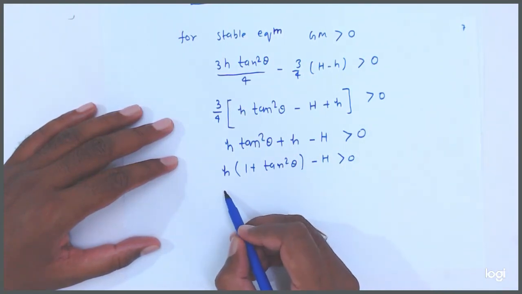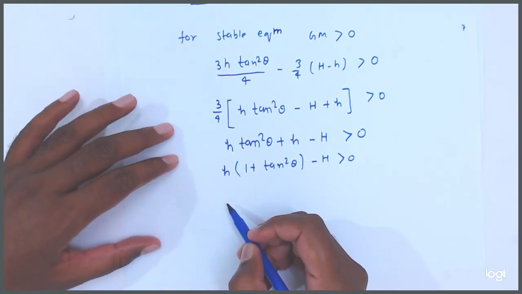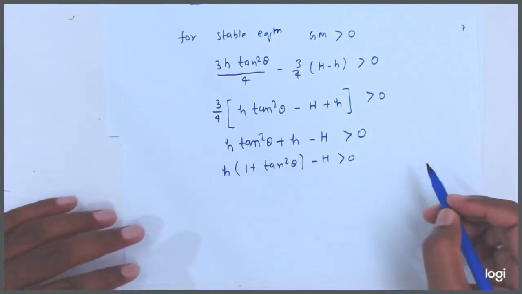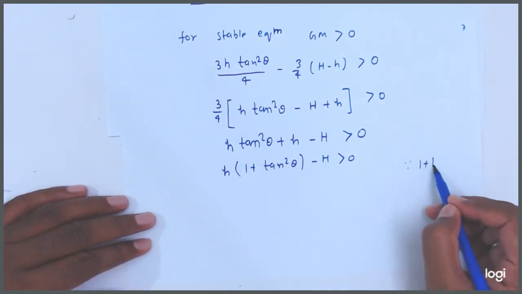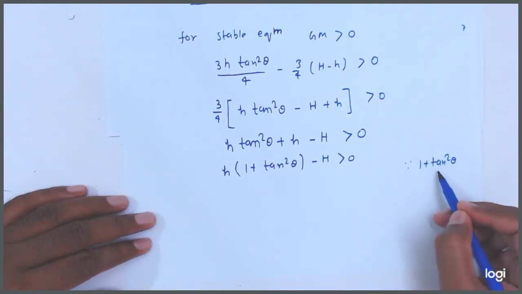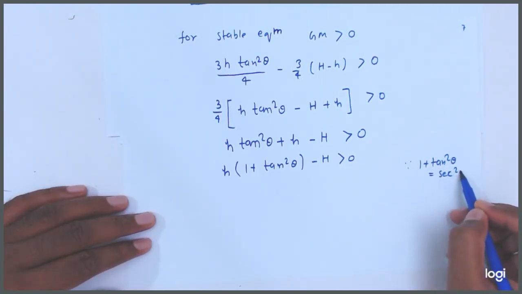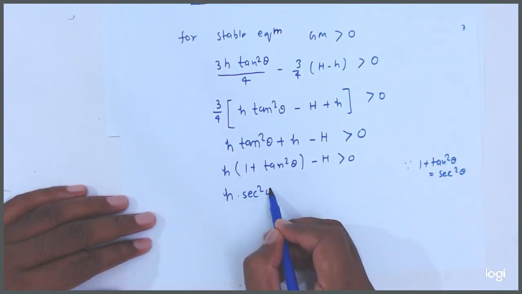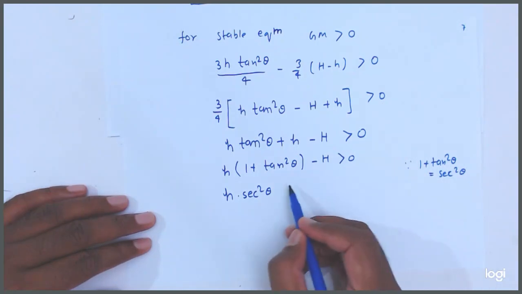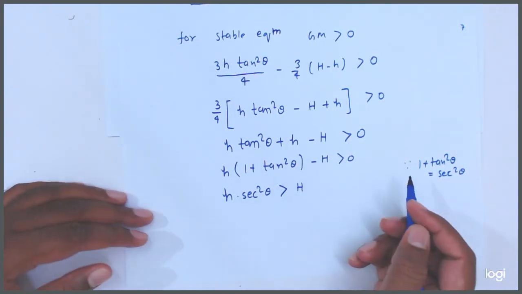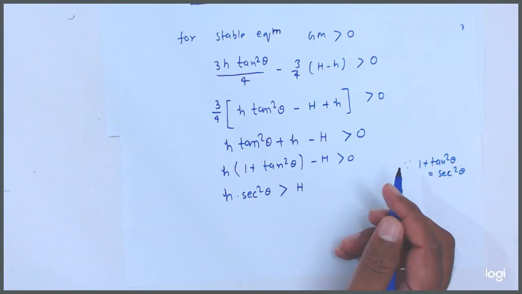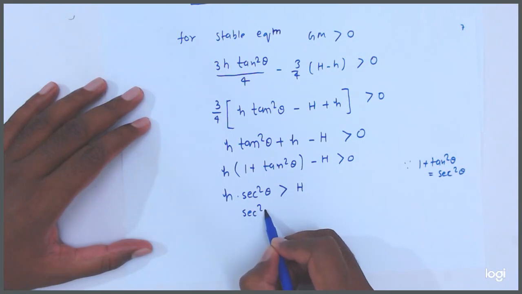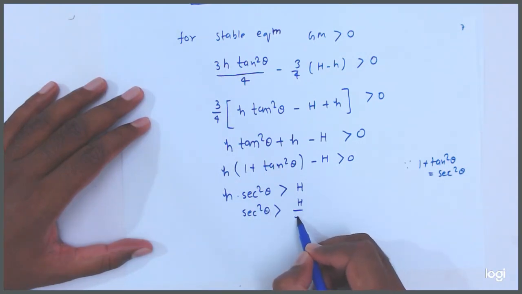So what we will do friends here? We know that 1 plus tan square theta is equal to sec square theta. So we'll take here small h into sec square theta. We'll send this one this side, so it should be greater than capital H. Okay friends, we will send here capital H. Sec square theta should be greater than capital H divided by small h.